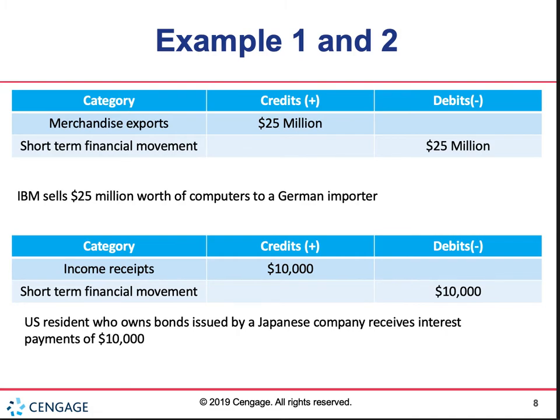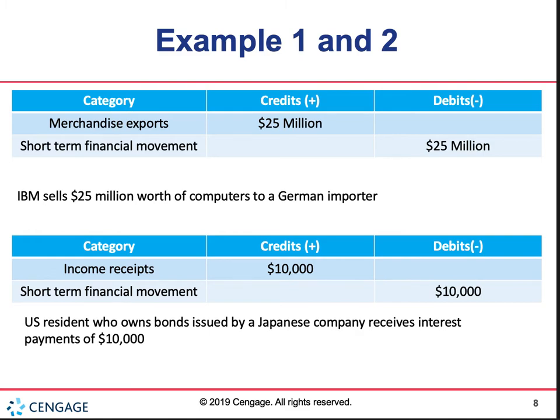And then the short-term financial movement, this is going to be a debit. IBM's receipt of payment held in the German bank is classified as a short-term financial movement because the financial claims of the U.S. against the German bank have increased. So in this case, the credit is 25, the debit is 25, and if you add these together, you would have 0. So this balance of payments structure has been balanced. A positive 25 and negative 25 equals 0.